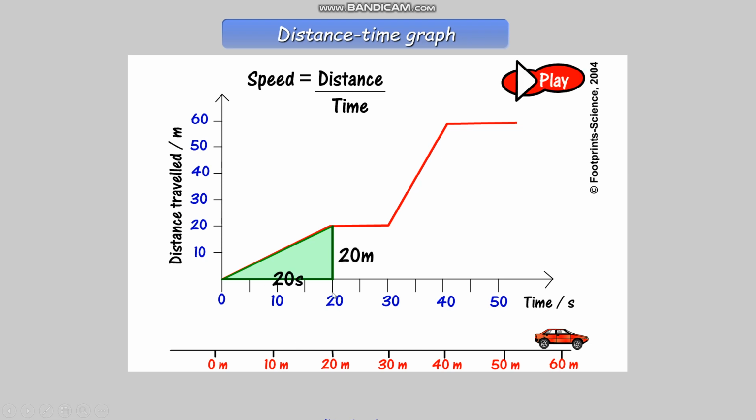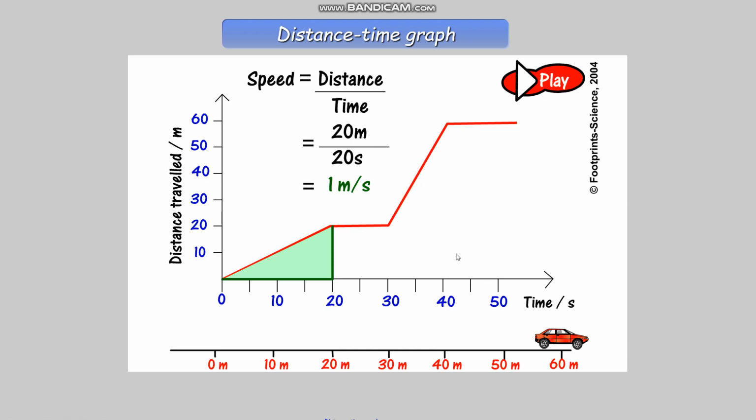The distance travelled in the 20 seconds is 20 meters, starts at 0, finishes up at 20. So 20 meters travelled in 20 seconds. Pop that into our formula. 20 divided by 20 gives us 1 meter per second. Again, the unit is meters per second because we measure distance in meters and time in seconds. Okay, we know over this period it is stationary, so the speed would be 0 meters per second.